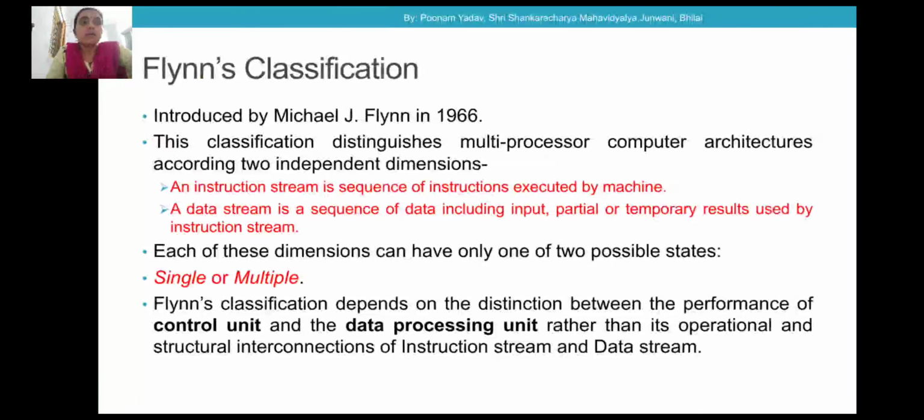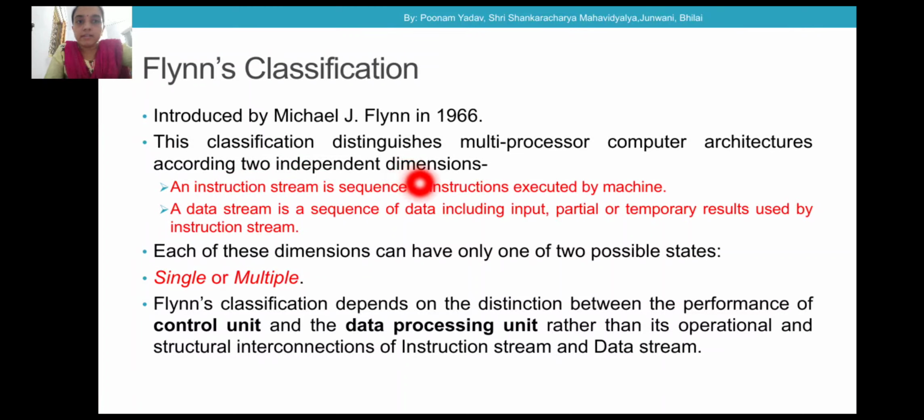Now come to the concept of Flynn's classification. This is a very important concept, in which computer architecture is divided into 4 different categories on the basis of data and instruction. Okay, so here is the detail of this concept. Flynn's classification was introduced by Michael J. Flynn in 1966.